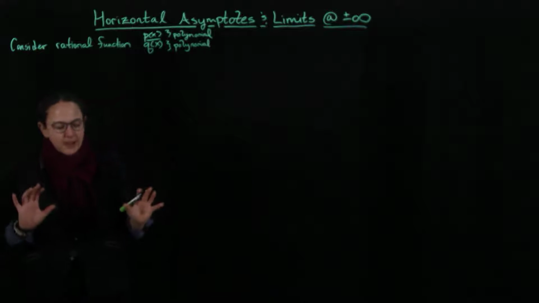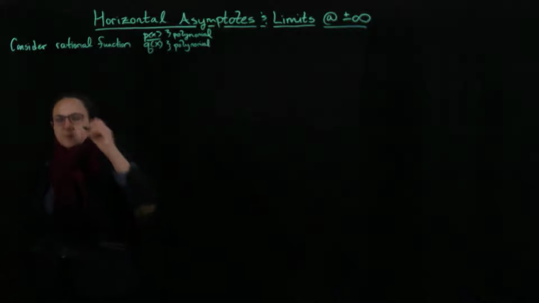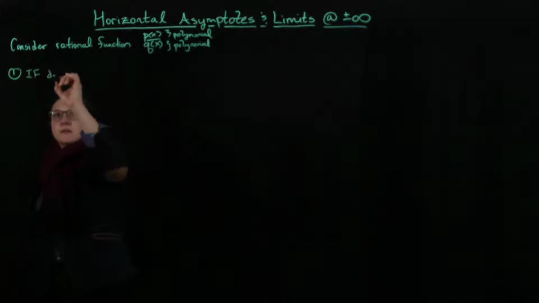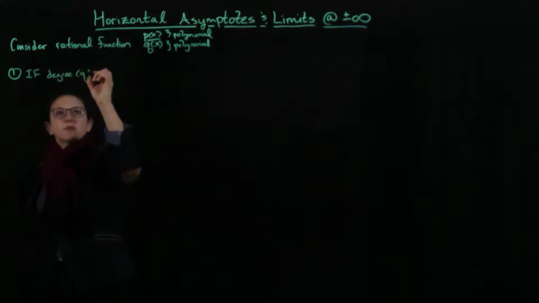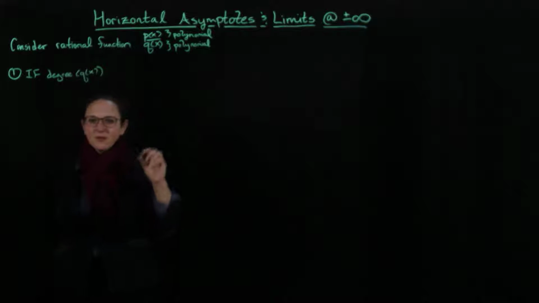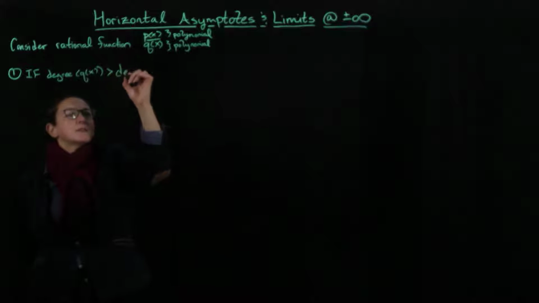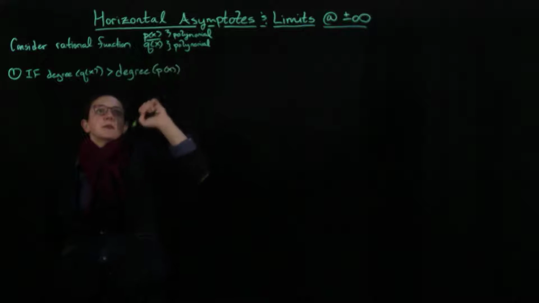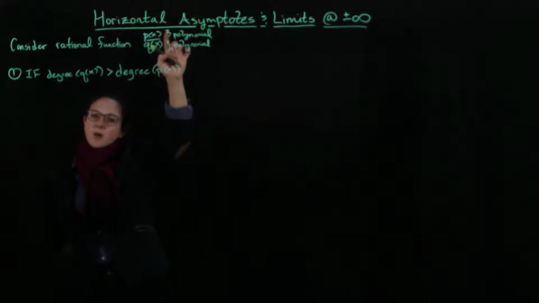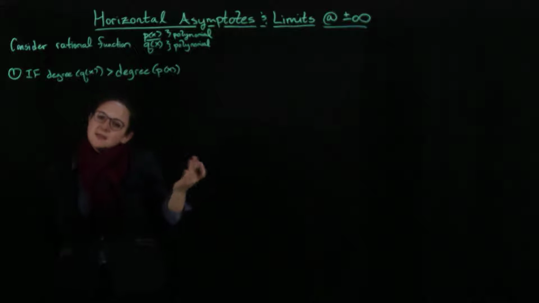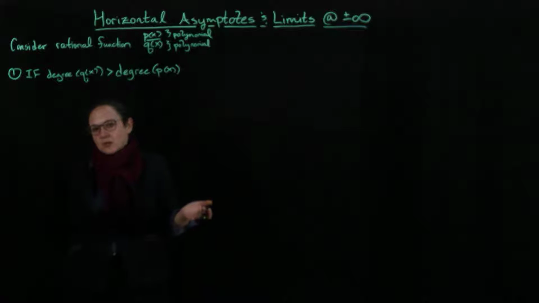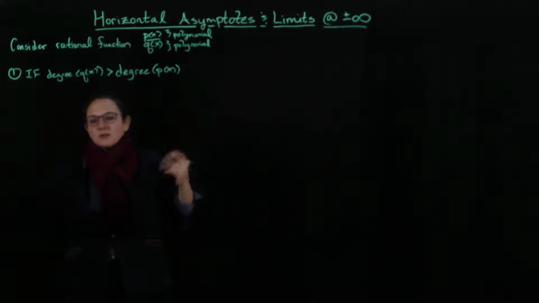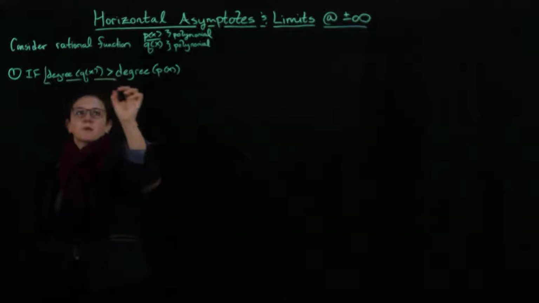I'm going to break this down into three different circumstances. Let's go with the first circumstance. One, if the degree of Q of x, the highest exponent in there, is greater than the degree of P of x. So we're looking at the circumstance where the degree of the top is lower than the degree of the bottom. An example would be x plus 3 over x squared minus 1, because the degree of x is 1 and the degree of x squared is 2. So the degree on the bottom is bigger, and that would be a nice example.